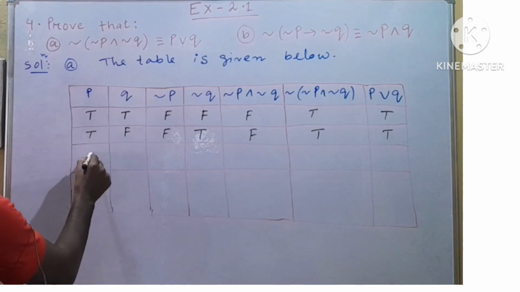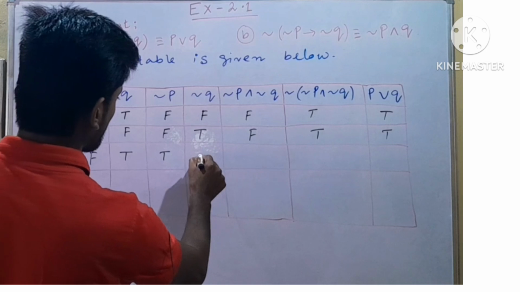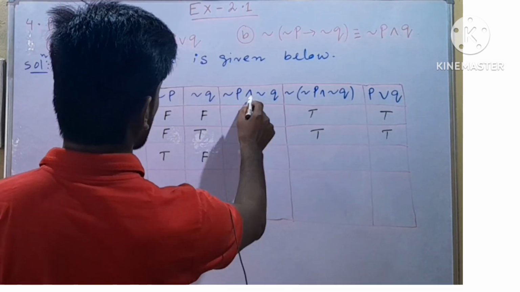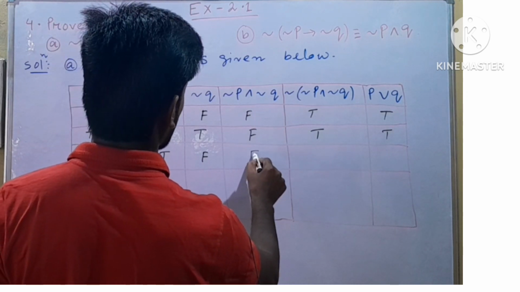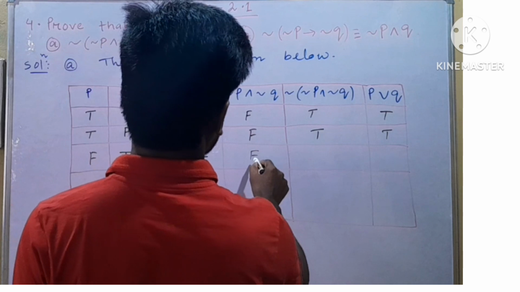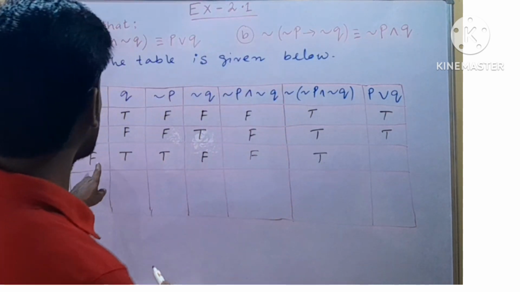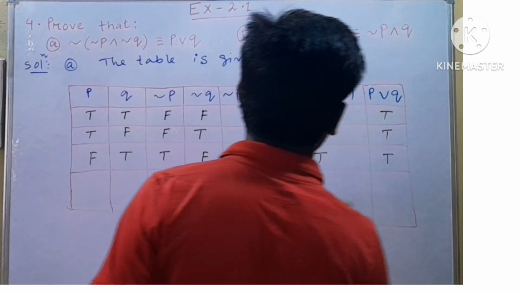Next we take P false, Q true. Negation of P will be true and negation of Q will be false. Negation of P is true, negation of Q is false, so the conjunction will be false. Since this one is false, its negation will be true. P is false, Q is true, so the disjunction of P and Q will be true.